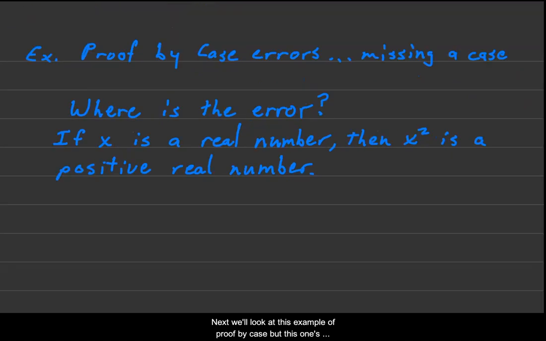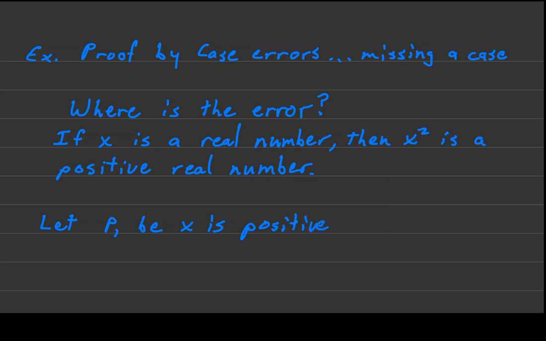Next, we'll look at an example of proof by cases, but this one's going to have some errors. We're going to be missing a case, and I'm going to ask you to identify where the error is. If x is a real number, then x squared is a positive real number, and that's what we're going to prove. Let the first proposition P1 be x is positive. If P1, then Q is true.